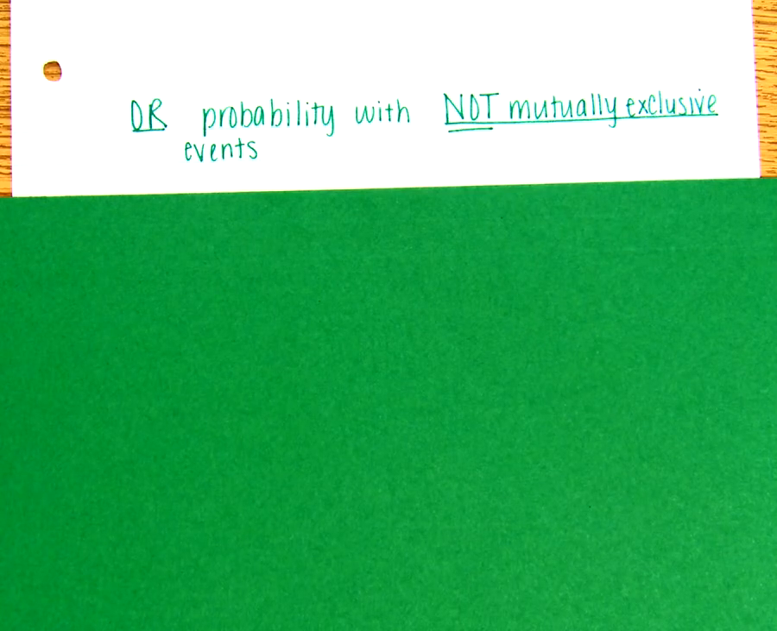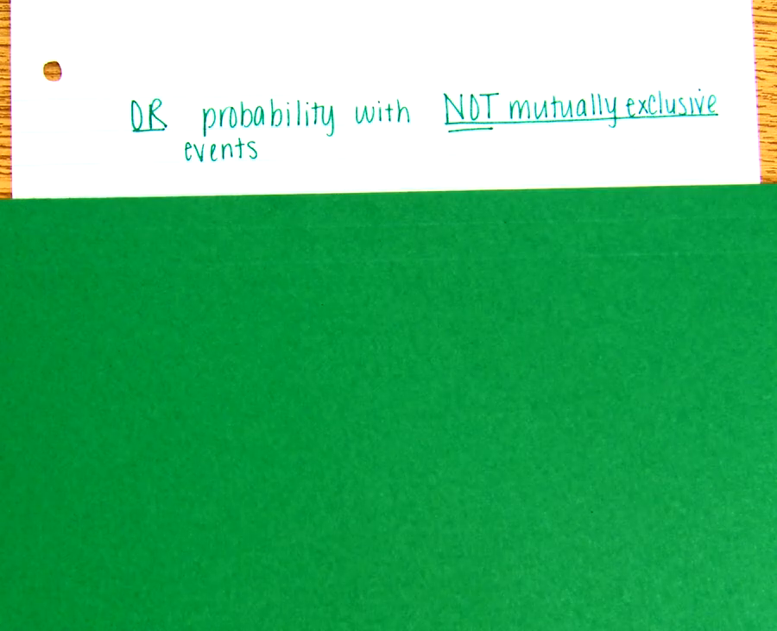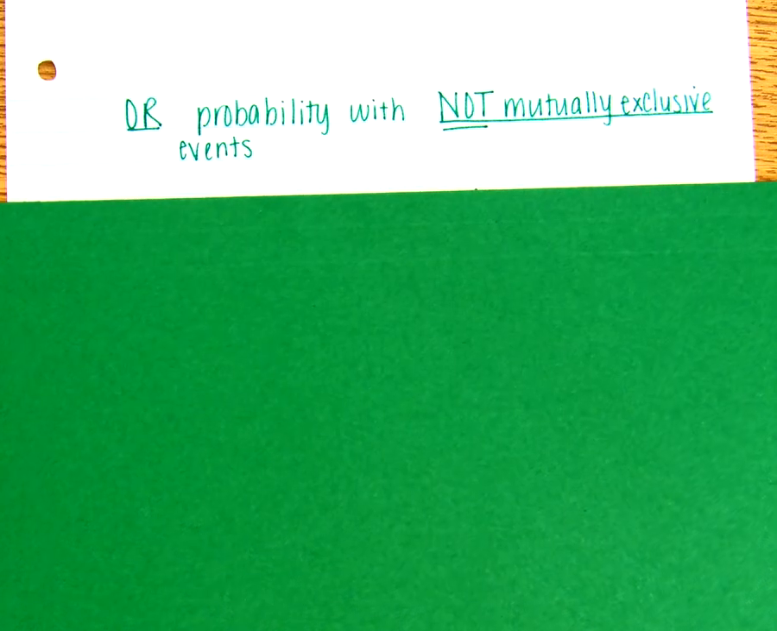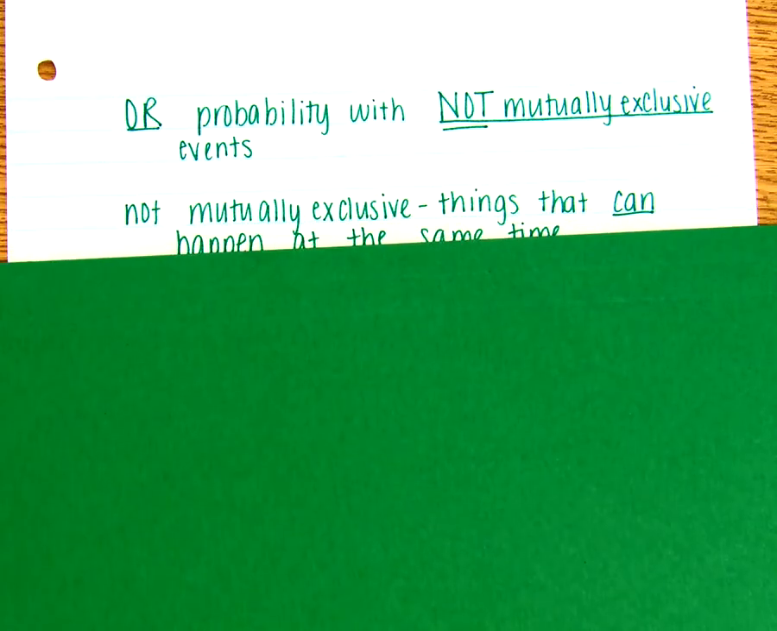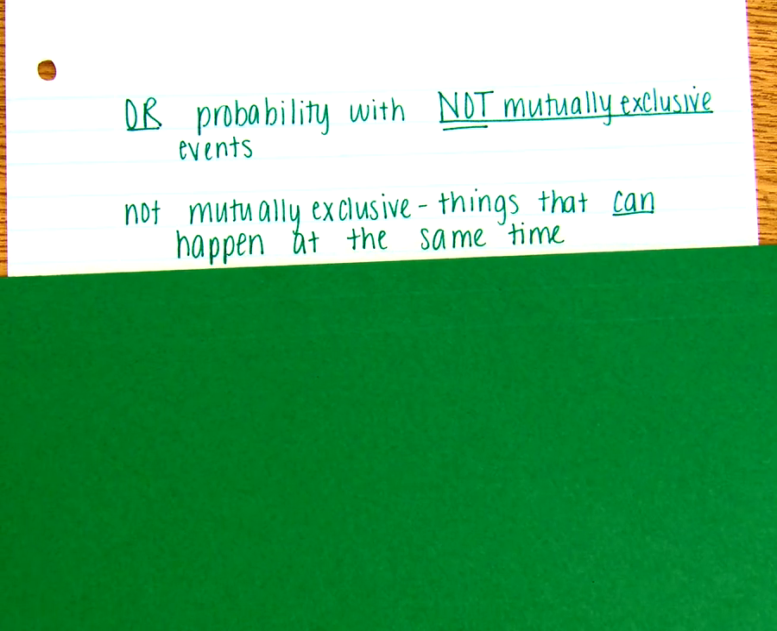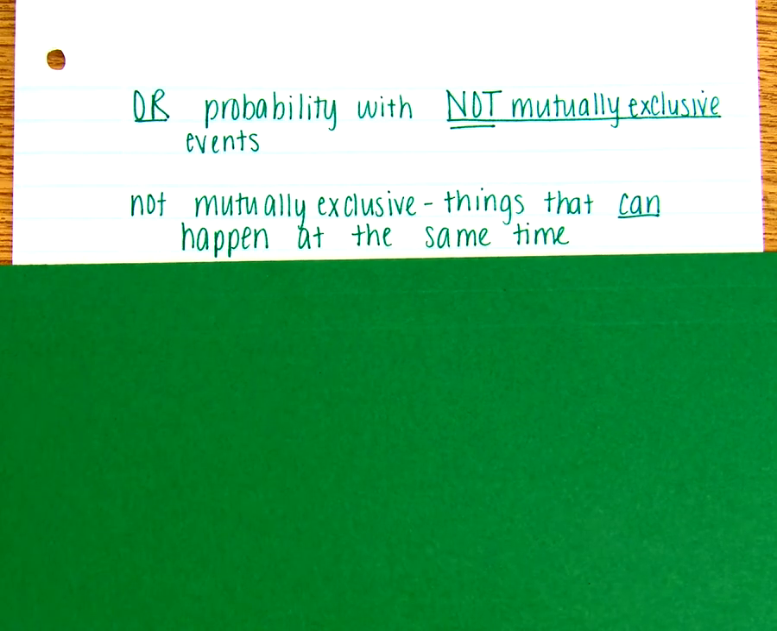So now we're going to talk about OR probabilities with what's called not mutually exclusive events. Here's the difference, and I've underlined not twice because there's a difference between mutually exclusive and not mutually exclusive. Mutually exclusive were things that cannot happen at the same time. Not mutually exclusive are things that can happen at the same time. And I know it seems kind of backwards, so you just need to make sure that you remember the difference between the two.